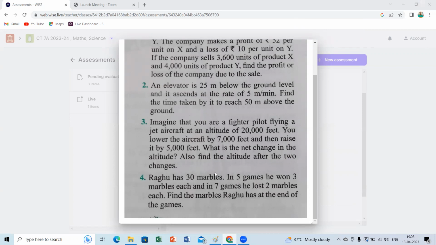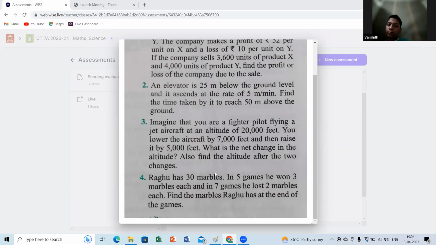Imagine that you are a fighter pilot. What does fighter pilot mean? Yuddha Vimanalu, yes or no? A fighter pilot flying a jet aircraft at an altitude of 20,000 feet, above sea level. How high are you flying, children? You are flying 20,000 feet above the ground. You lower the aircraft by 7,000 feet. That means you come down to which feet? Ma'am, 17. No, the coming down is 17. After coming down, what position are you at? 13,000 feet, ma'am. Yes, very good, 13,000 feet.